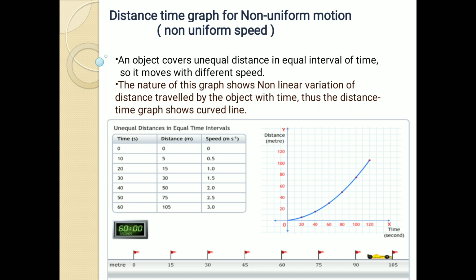Obviously, non-linear means it is not a linear variation. Non-linear means it's a different variation of distance with respect to time. Thus, the distance time graph shows a curved line. The line is curved. This is not a straight line. Okay, this is about the distance time graph for non-uniform motion. Is it clear? Next, one more possibility is also there.